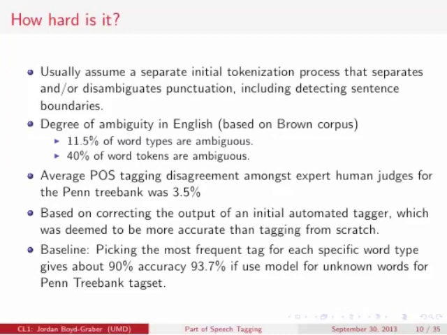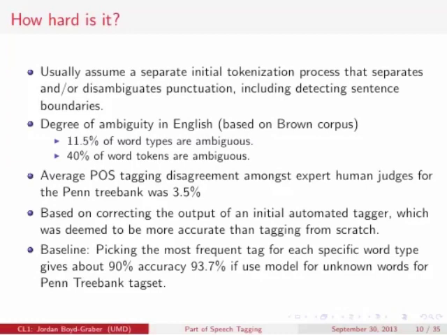So how hard is part-of-speech tagging? Typically what we do to make our lives a little bit easier is we assume that we're given our input in a form where the words are broken up. And so in English this isn't too much to ask for, but in some languages like Chinese or Arabic, it's harder to see where one word ends and another word begins. Part-of-speech tagging in English isn't that hard. Only about 10% of word types are ambiguous.